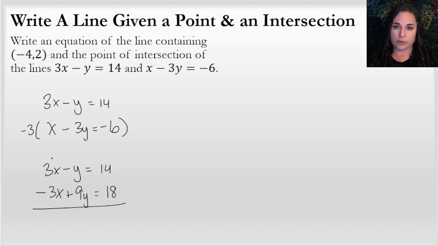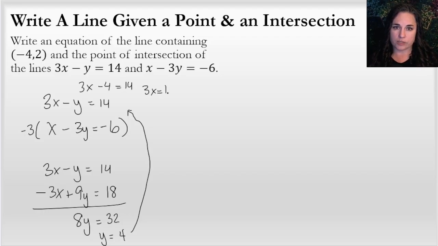Maybe you can see what's going on here. The 3x's cancel. All right. I'm going to take this and do negative y plus 9y is 8y. And then I get 32 over on this side, don't I? So I get y equals 4. Once I know y equals 4, I can plug it back into one of these original equations. 3x minus 4 equals 14. Then I know 3x equals 18 and x equals 6.